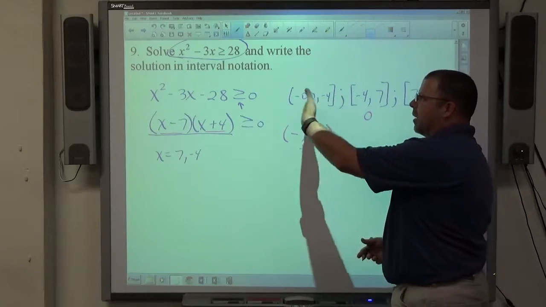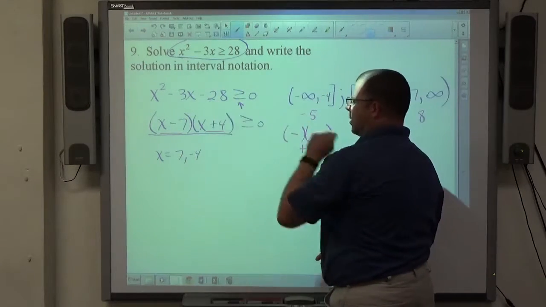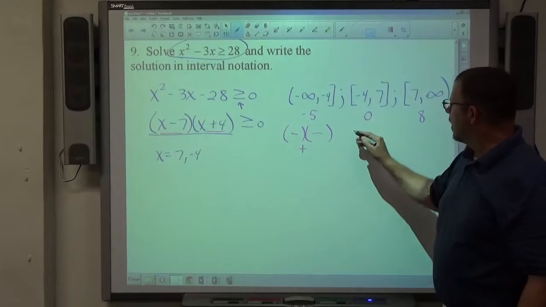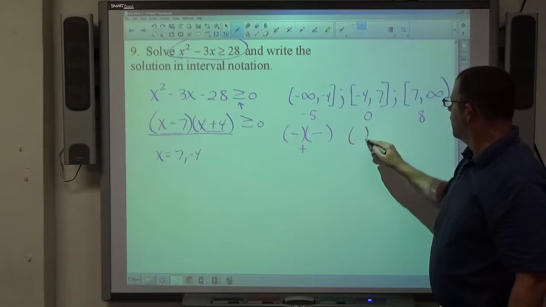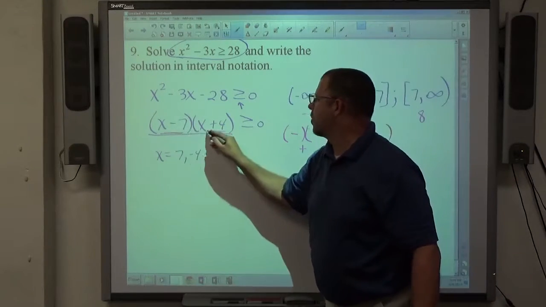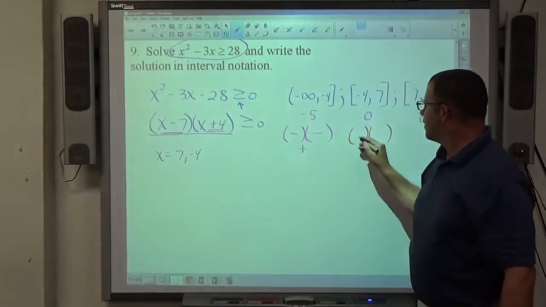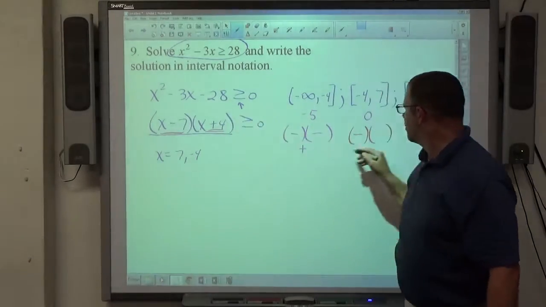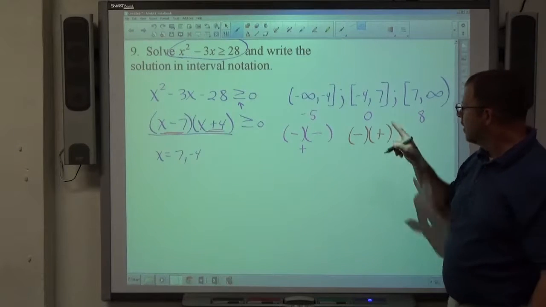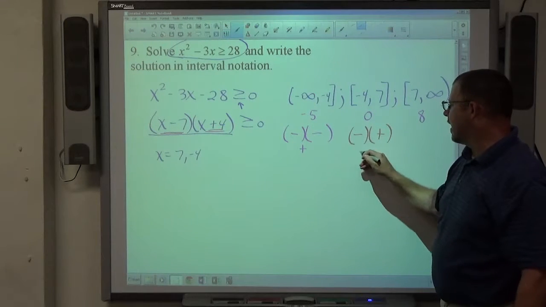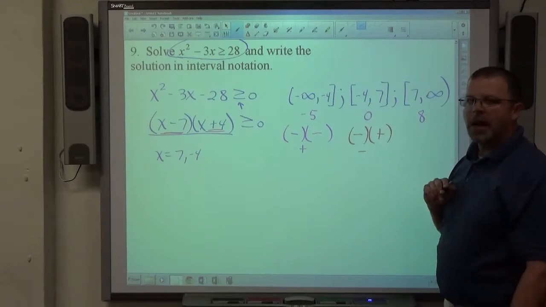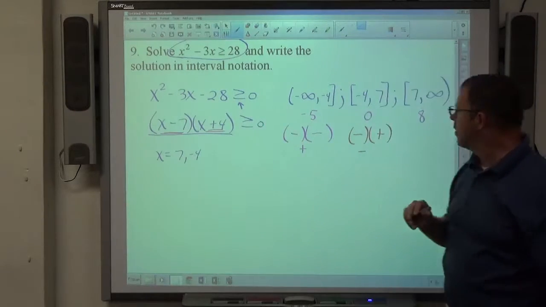So any number I pick on that interval, the outcome will be positive. If I put 0 in, same deal. Parentheses, parentheses to represent this product. 0 minus 7 is negative 7. 0 plus 4 is positive 4. Again, the signs are what matters. If I multiply a negative times a positive, I get a negative. For that entire interval, the outcome of this expression is going to be a negative number.